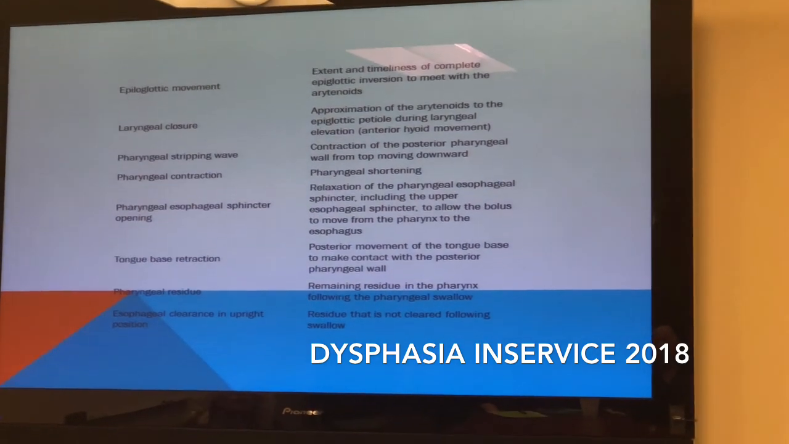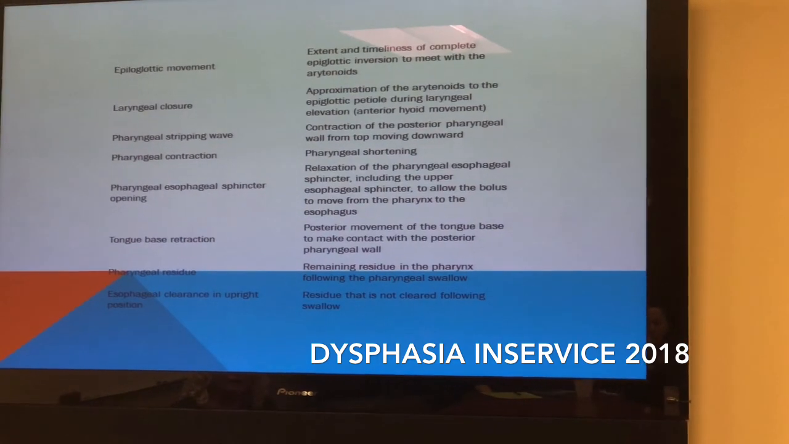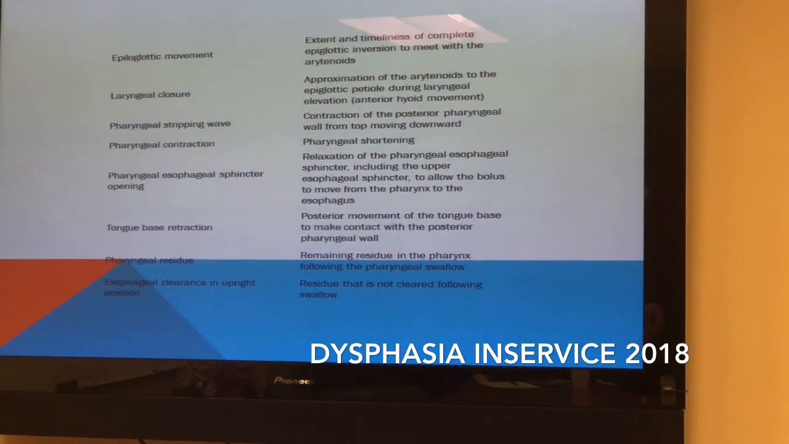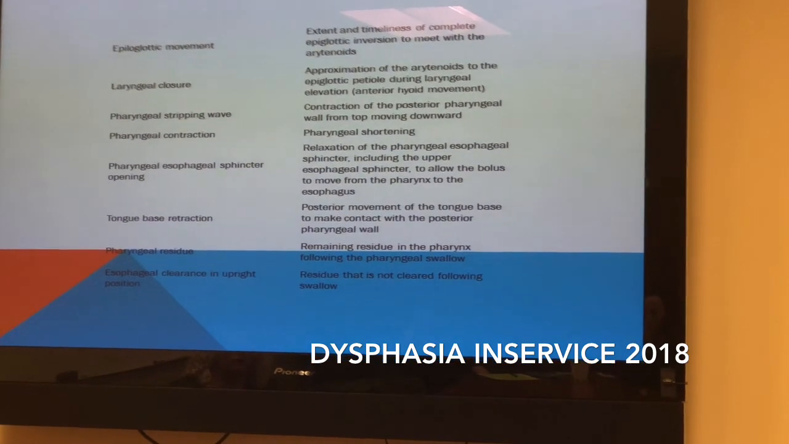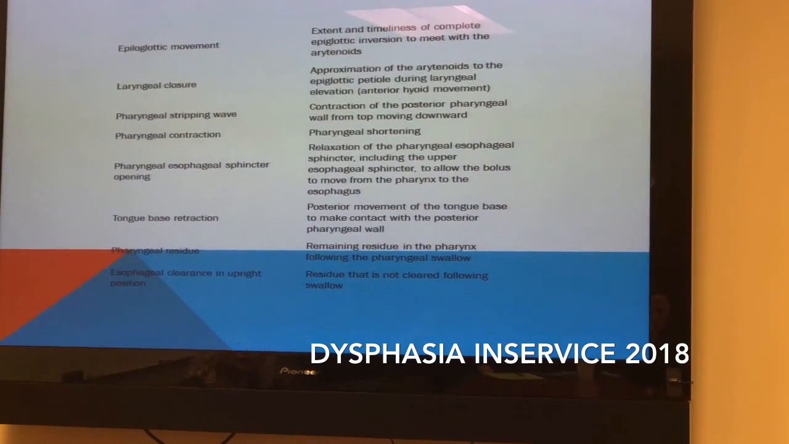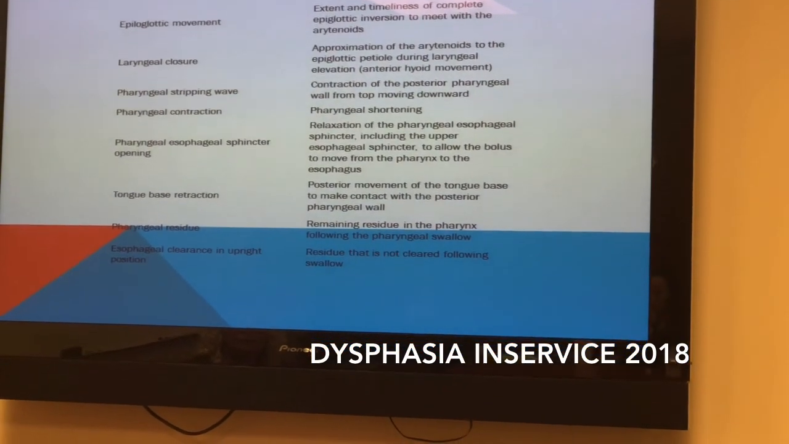We look for tongue base retraction. So when your tongue base actually goes all the way down into your pharynx and into the vallecular space, when you swallow, that tongue retracts against the posterior pharyngeal wall and helps kind of push that bolus down as well.